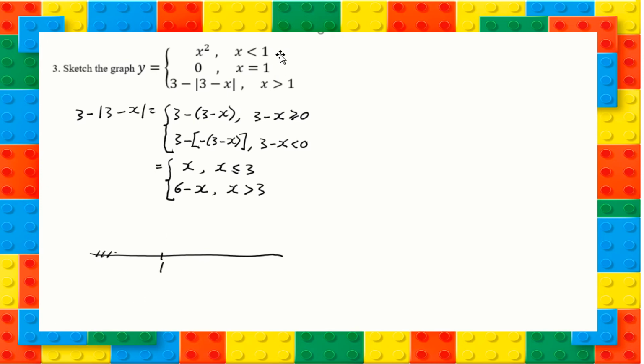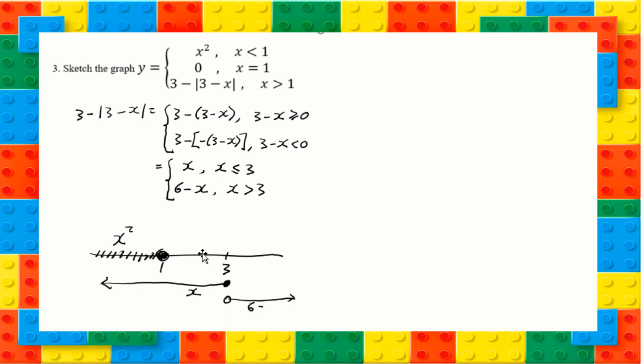So first, when we look at the piecewise function, when x is less than 1, this region is occupied by x power 2. When x is equal to 1, that is equal to 0. Now we look at the new piecewise function. Before combining, when x is less than or equal to 3, that is for x. When x is greater than 3, that is for 6 minus x.